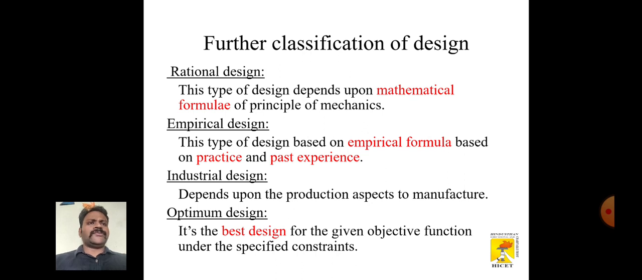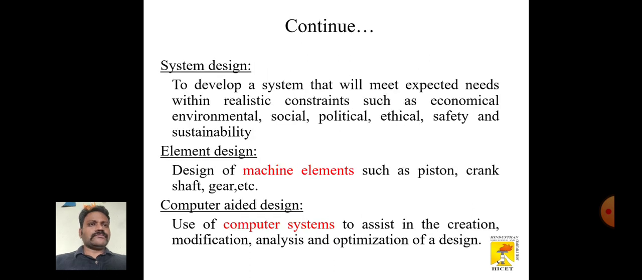Furthermore, the classification of design includes rational design or empirical design, industrial design, and optimum design. Rational design depends upon mathematical formulae and principles of mechanics. Empirical design is based on empirical formulae based on practice and past experience. Industrial design depends upon the production aspects of manufacture. Optimum design is the best design for the given objective function under the specified constraints.